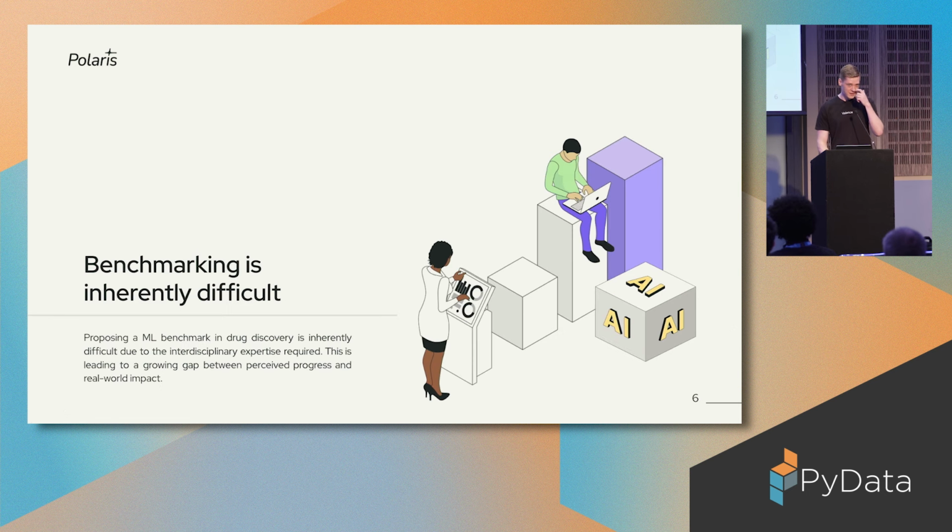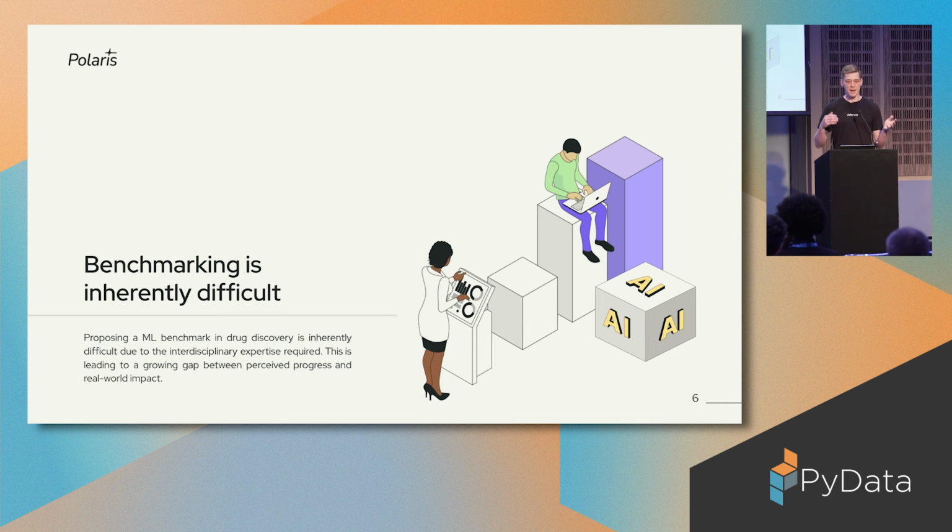At the same time, benchmarks are a really important tool within the machine learning community, right? They tend to drive and inspire progress. So this is leading to a bit of a weird situation where benchmarks are really important on the one hand, but on the other hand, it's inherently difficult to propose a benchmark because it requires this interdisciplinary expertise that not a lot of people have by themselves. And all in all, the observation we had is this is creating a gap between perceived progress, like we're super excited about machine learning, it's changing the world, we're solving drug discovery, versus actual impact in real pharmaceutical companies.